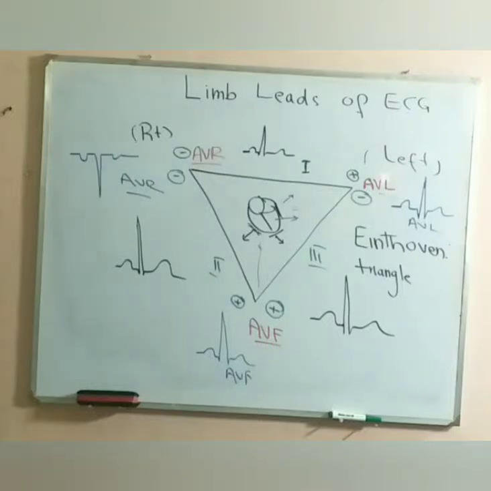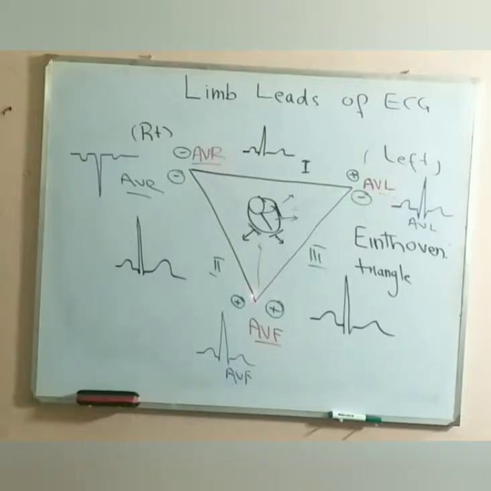Initially in 1903, when Mr. Einthoven devised this machine, it had only 3 bipolar limb leads: limb lead 1, limb lead 2 and limb lead 3. Limb lead 1 is located between the left arm and the right arm. Its positive pole is located on the left arm and negative pole on the right arm. Lead 2 is located between the left foot and the right arm. Its positive pole is on the left foot and negative pole on the right arm. Lead 3 is located between the left foot and the left arm. Its positive pole is on the left foot and negative pole on the left arm.